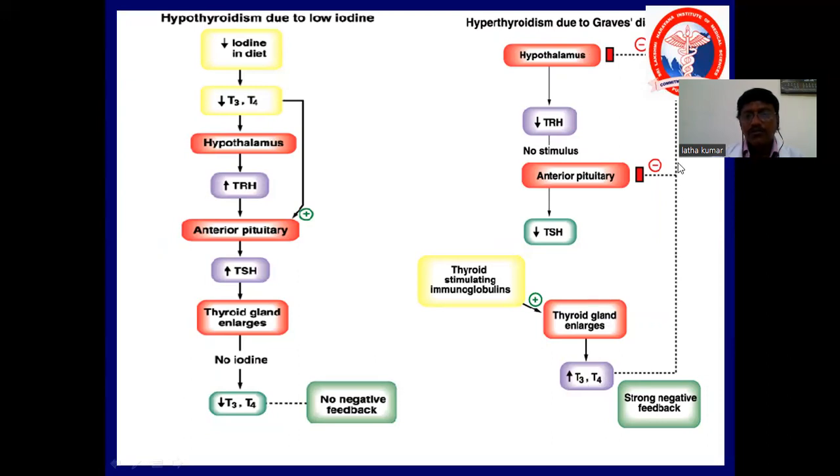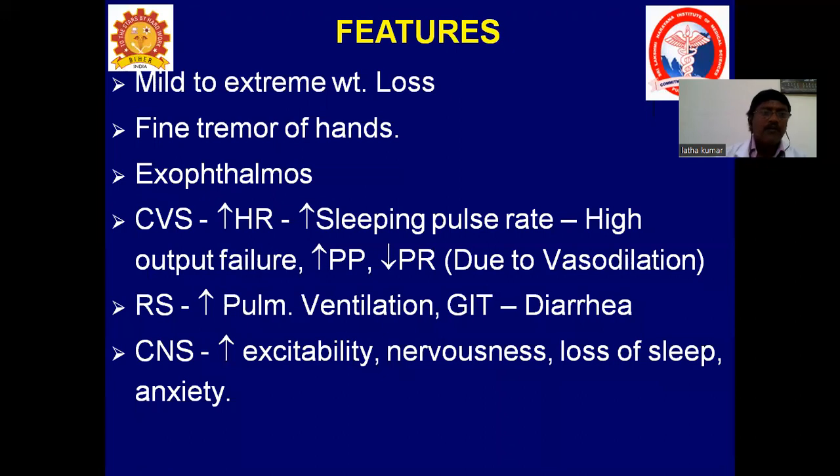Again, a strong stimulus goes, and again it further stops. So it is a strong negative feedback mechanism. So in hyperthyroidism, there will be a strong feedback mechanism. In hypothyroidism, there is no negative feedback mechanism due to the low iodine content.